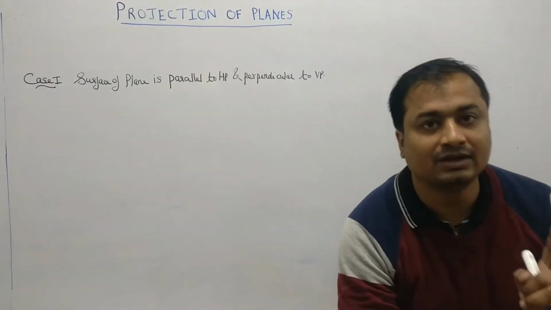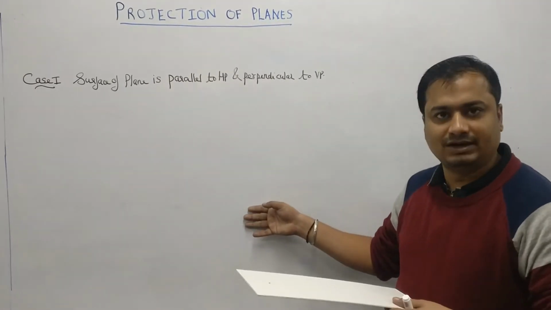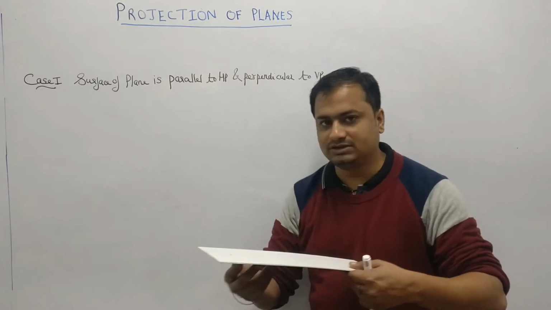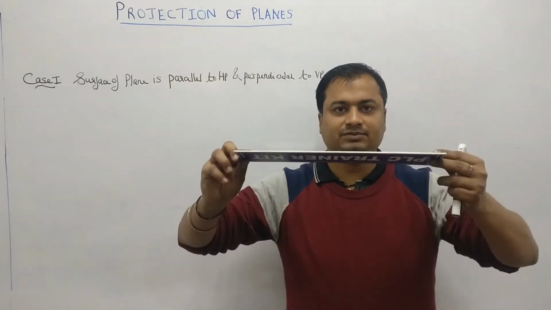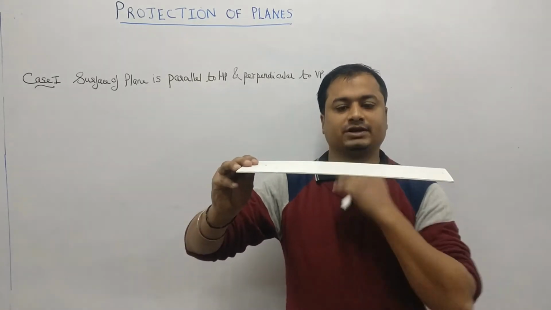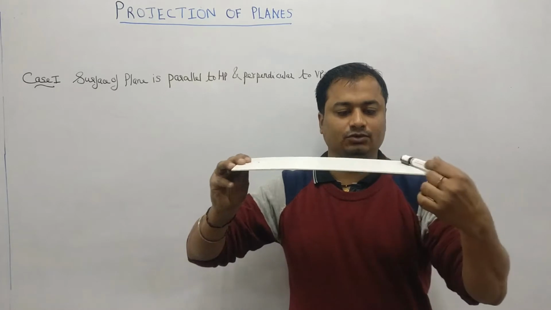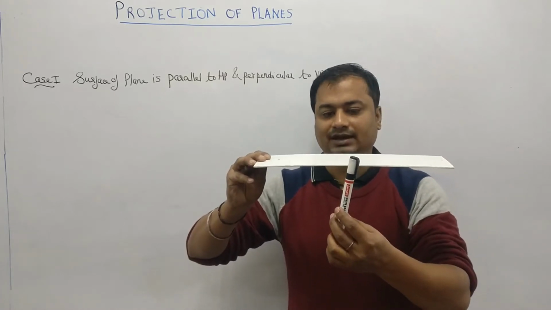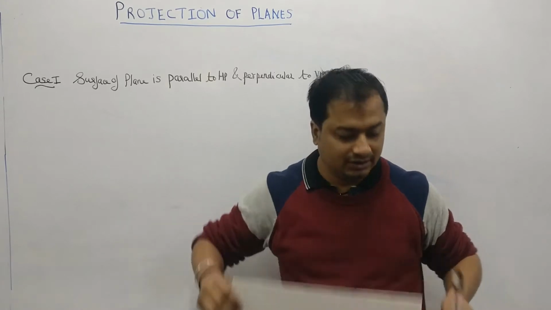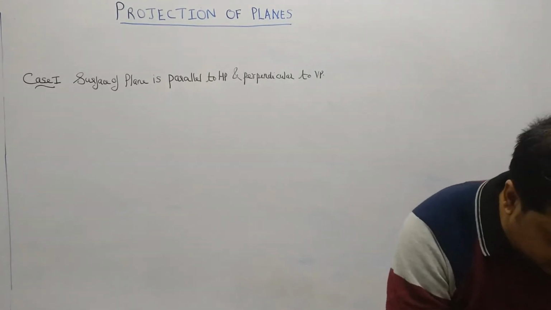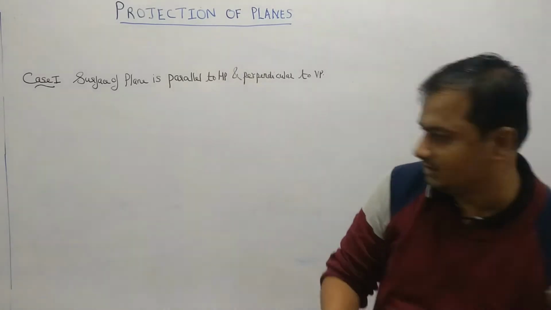Again, you can see, suppose this is a vertical plane, the board, and the floor is the horizontal plane, and the rectangle is resting like this. This is parallel to HP and perpendicular to VP. So the front view will be a line. The whole surface is going to appear in line form in the front view, and the top view will be a rectangle. So the projection is going to become like this. The top view will be a rectangle.